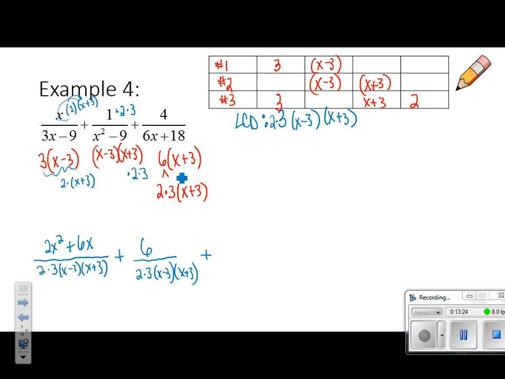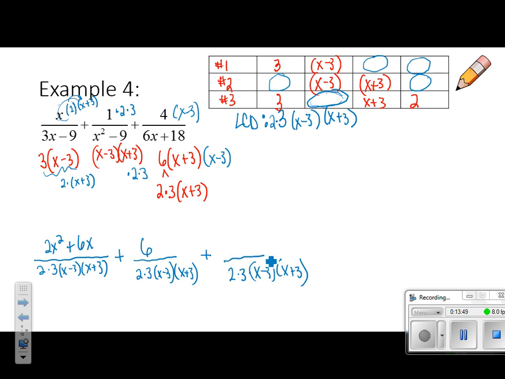Plus, now what are we missing on the third fraction? We're missing the x minus 3, okay? You can see what they're missing by their open spaces. That kind of helps. So the third fraction is missing the x minus 3, so I got to multiply the top by x minus 3 and the bottom by x minus 3. So then the bottom becomes 2 times 3 times x minus 3 times x plus 3.